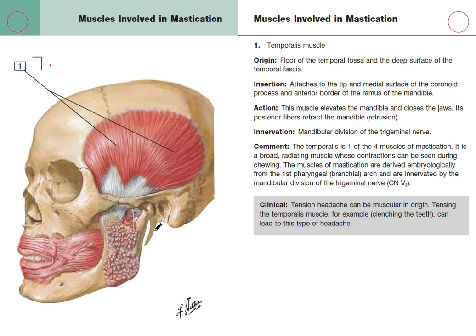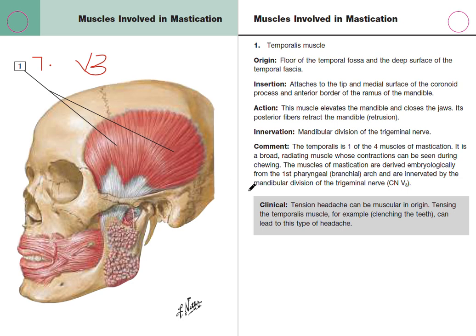The temporalis acts to elevate the mandible and closes the jaws. Its posterior fibers retract the mandible. That is, it causes the mandible to perform retrusion. The temporalis is innervated by the mandibular division of the trigeminal nerve.